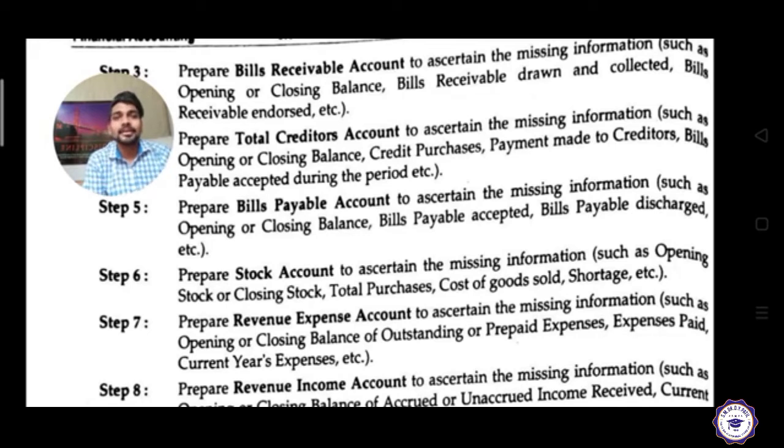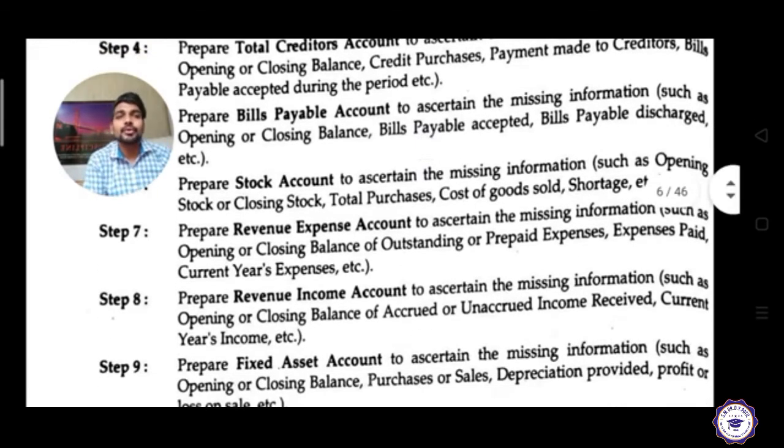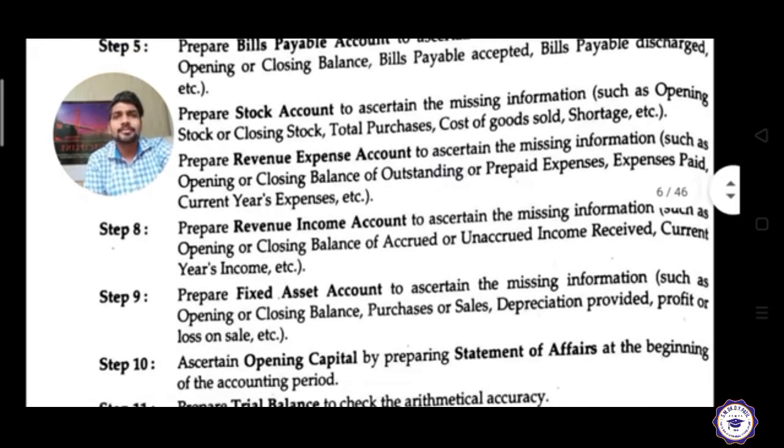And under step 7, you should have to prepare revenue expenses account to ascertain the missing information, such as opening or closing balance of outstanding or prepaid expenses, paid, current year expenses, etc. So under step 8, you should have to prepare revenue income account to ascertain the missing information, such as opening and closing balances of accrued, unaccrued, income received, current year's income, etc.